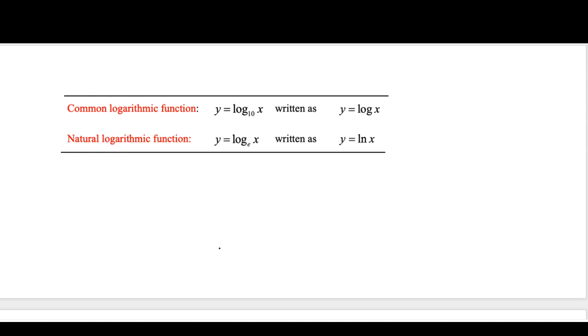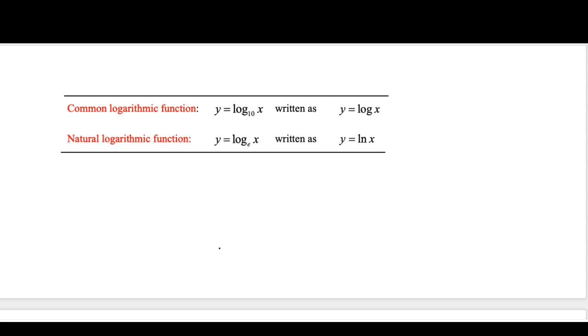There's the common logarithmic function, which is simply a logarithm with a base of 10, and then the natural logarithmic function, which is a logarithm with a base of e, a special number e, which we introduced in the previous section, that's used in a lot of applications involving exponential functions. It's also used in logarithms.